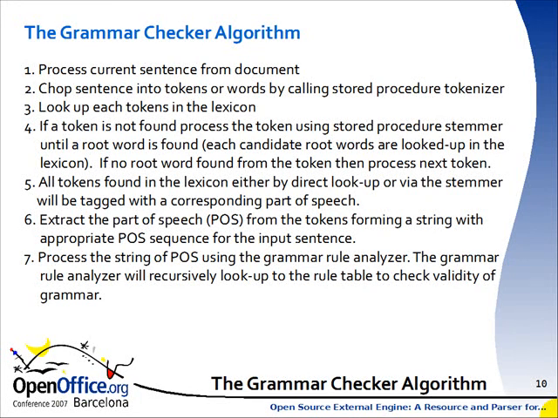In step 5, all tokens found in the lexicon either by direct lookup or via the stemmer will be tagged with a corresponding part of speech. In step 6, extract the part of speech from the tokens, forming a string of appropriate POS sequence for the input sentence. In step 7, process the string of POS using the grammar rule analyzer. The grammar rule analyzer will recursively look up to the rule table to check validity of grammar.